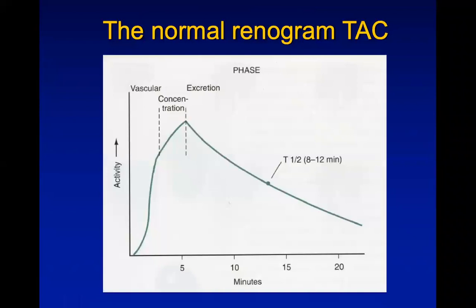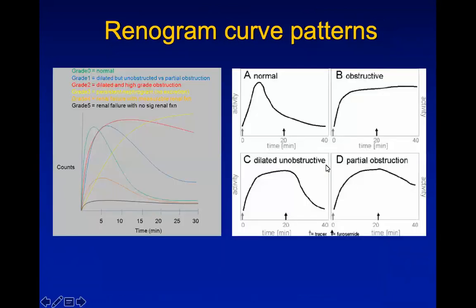Now the renogram curve, this is the normal renal time activity curve. So initially you have a vascular phase, then you have a concentration phase, and then an excretion phase. So clearance T half 8 to 12 minutes, as I said, below 10 minutes is normal.